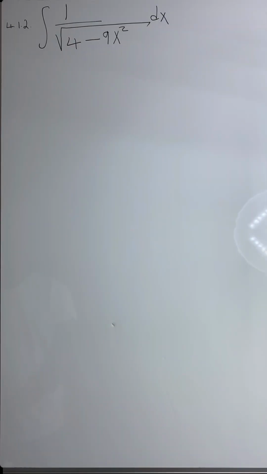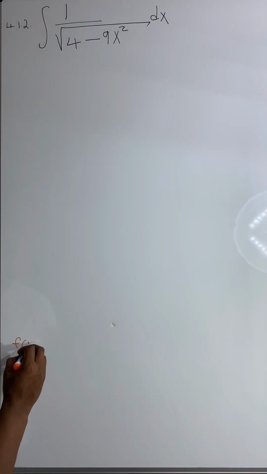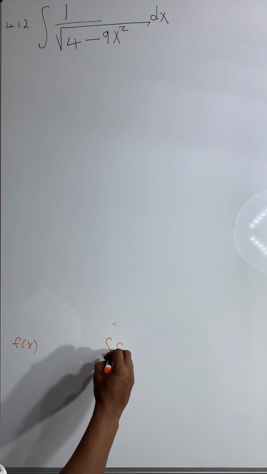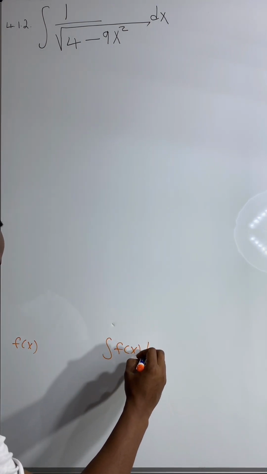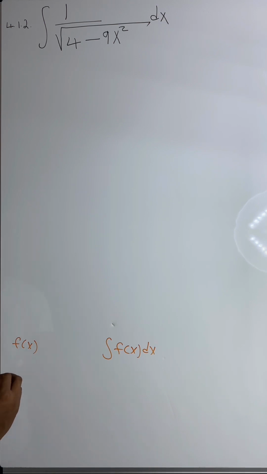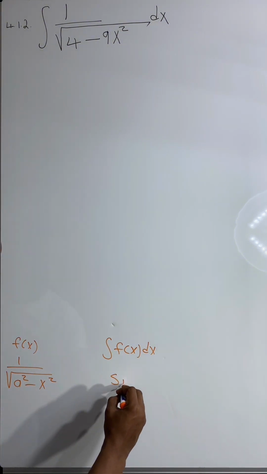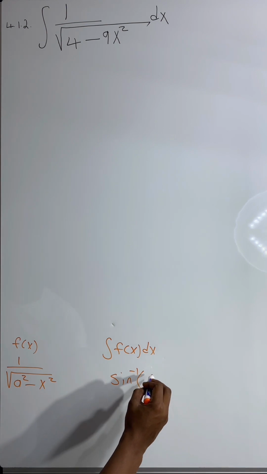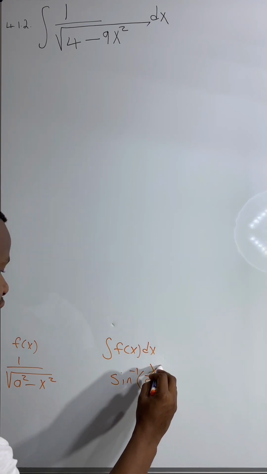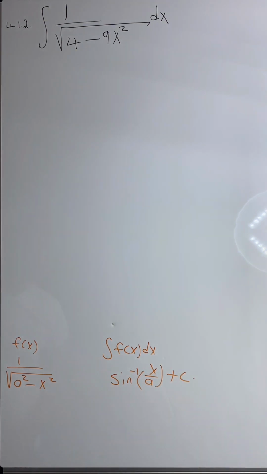Question 4.1.2, we have to evaluate the integral of 1 over the square root of 4 minus 9x squared dx. On our formula sheet, we have f of x and the integral of f of x dx. Our f of x, we are given as 1 over the square root of a squared minus x squared, and our integral, we are told that it's arcsine of x over a plus c.